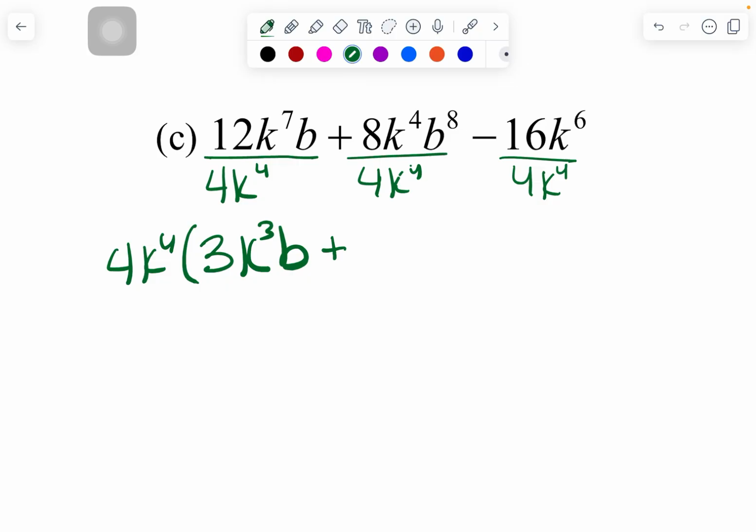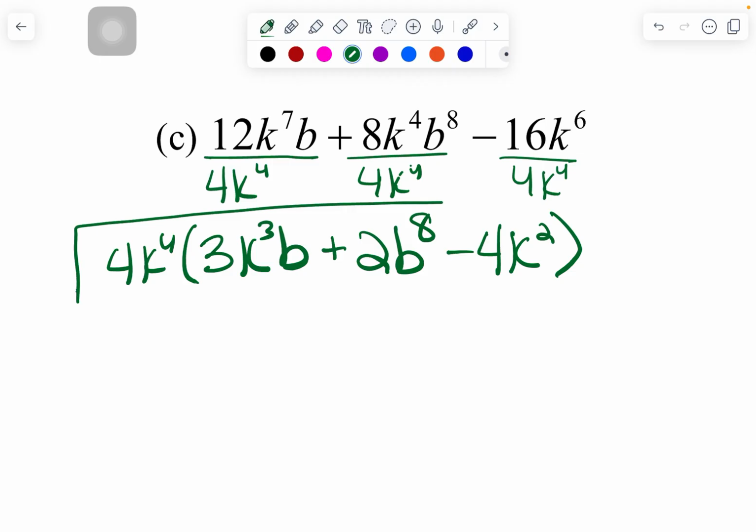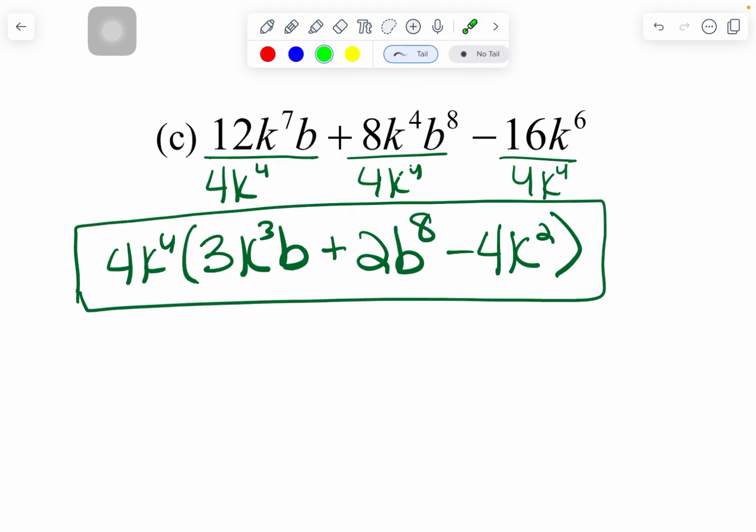So moving on to the next one. 8 divided by 4 is 2. K to the fourth got completely factored out, but B to the eighth didn't get touched. Let's see, minus, keep that. So 16 divided by 4 is 4. K to the sixth divided by K to the fourth, little quotient rule, subtract those exponents. We get a K squared left over. And that is the fully factored form with the GCF of 4K to the fourth. And then all of this is the trinomial that's the leftover. But this whole thing is also a factor of part C.